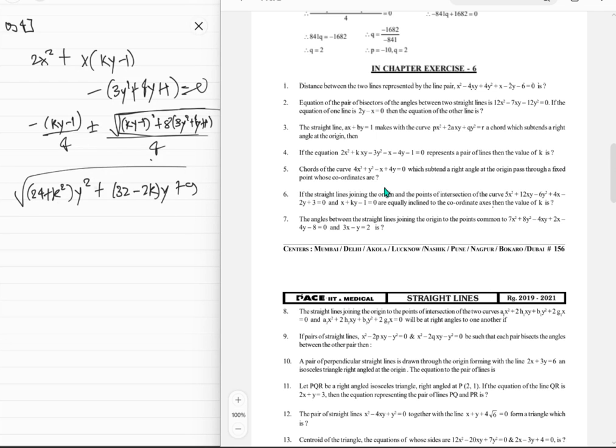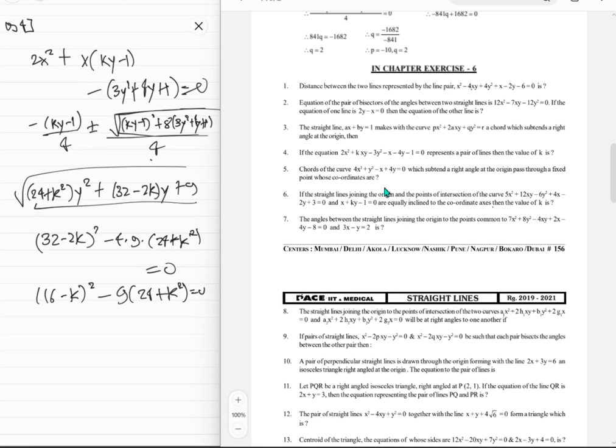Square root of this thing is a linear thing. That means this thing should be a perfect square. But what that means is that this guy's discriminant is 0. So 32 minus 2k squared minus 4 times 9 times 24 plus k squared is 0. So cancel some stuff out. 16 minus k squared minus 9 times 24 plus k squared equal to 0.